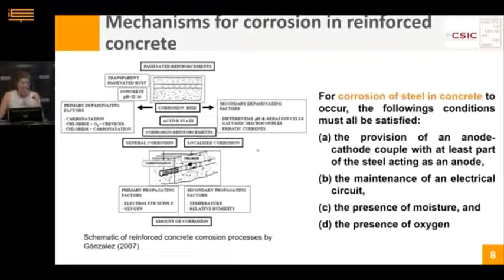In a concrete environment, we can find corrosion originated by two common mechanisms: lowering of the pH due to carbonation, and a localized attack by the presence of aggressive species such as chloride. Now I'm going to explain the mechanisms for corrosion induced by CO2 and chloride, and then Dr. Castellote will explain their transport and talk about the accelerated and natural tests.